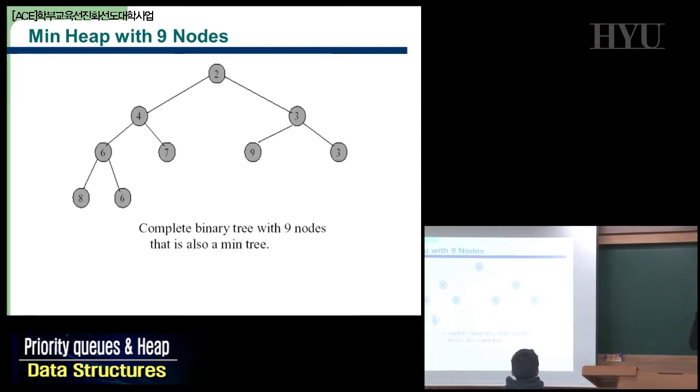A min tree is the exact opposite, with the smallest one on the top, and your children will be greater than yourself, than the roots. So that's another way of saying it.